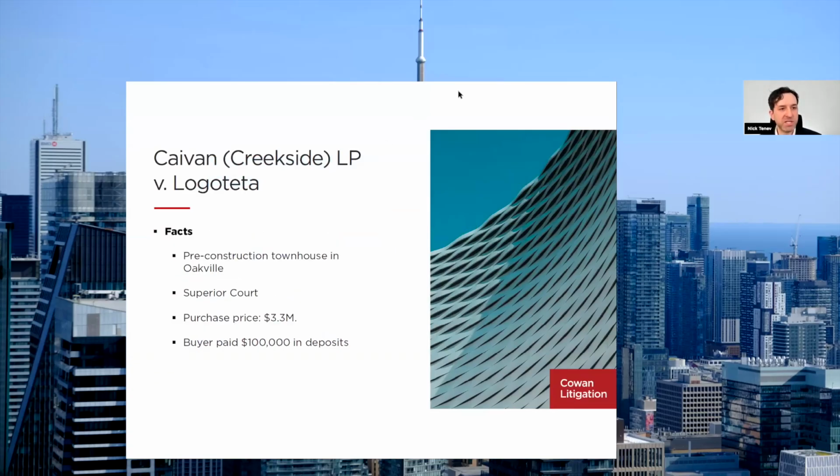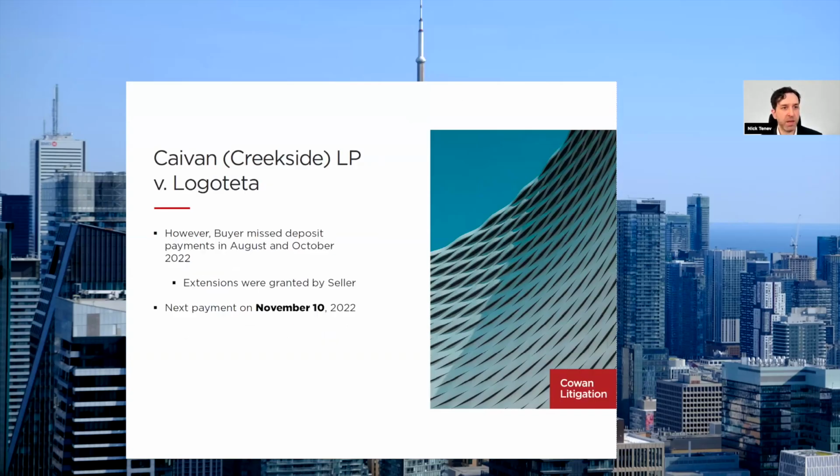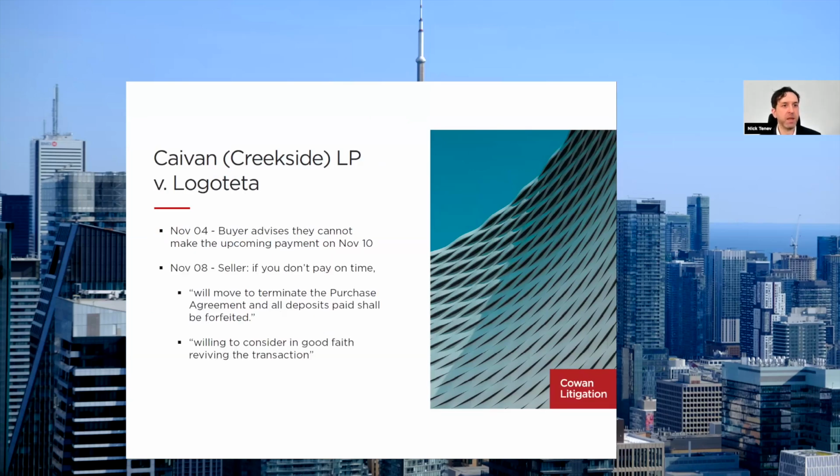So this case involves a pre-construction townhouse in Oakville, $3.3 million price tag, and the buyers had already paid $100,000 in deposits. However, they had missed two deposit payments, one in August and one in October 2022. But the seller, the builder here, had granted extensions. And the next payment was due on November 10th. So the third payment is coming up.